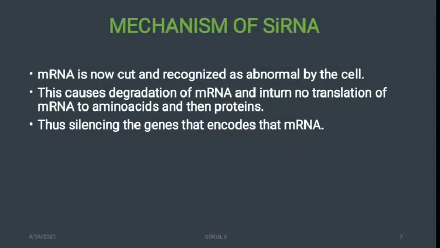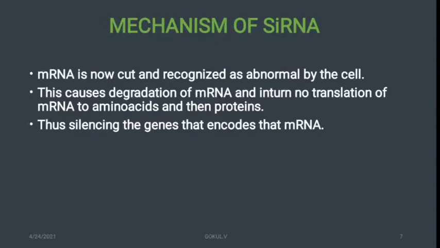The mRNA is now cut and recognized as abnormal by the cell. This causes degradation of mRNA and in turn no translation of mRNA to amino acids and then proteins, thus silencing the gene that encodes that mRNA. This is the mechanism of siRNA.